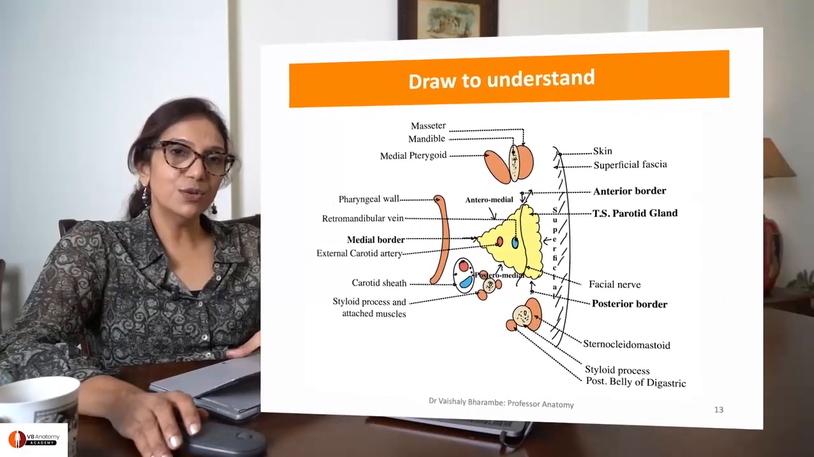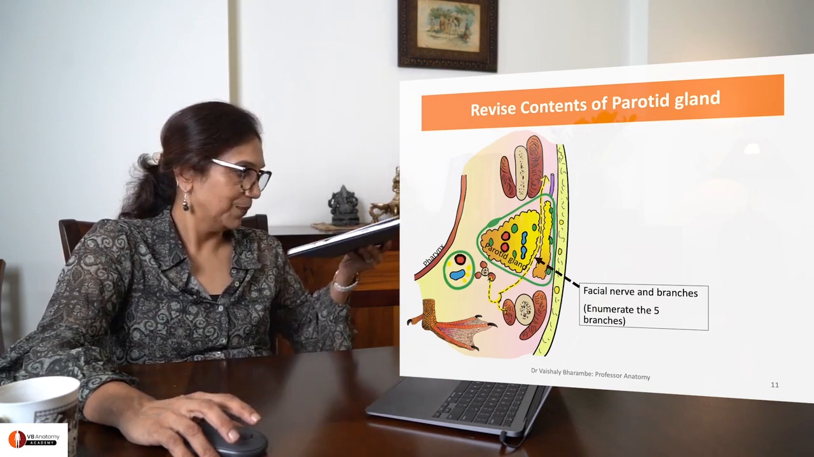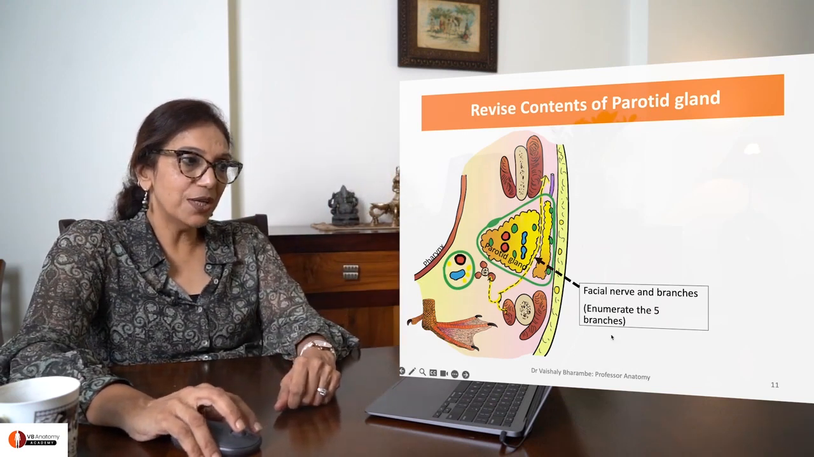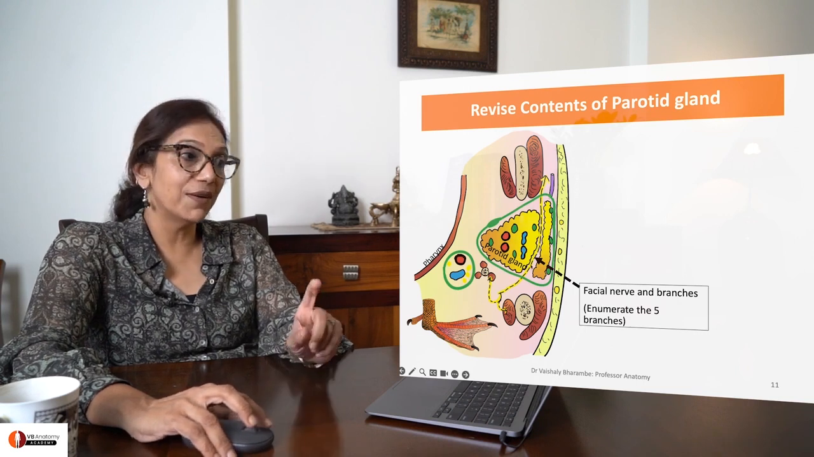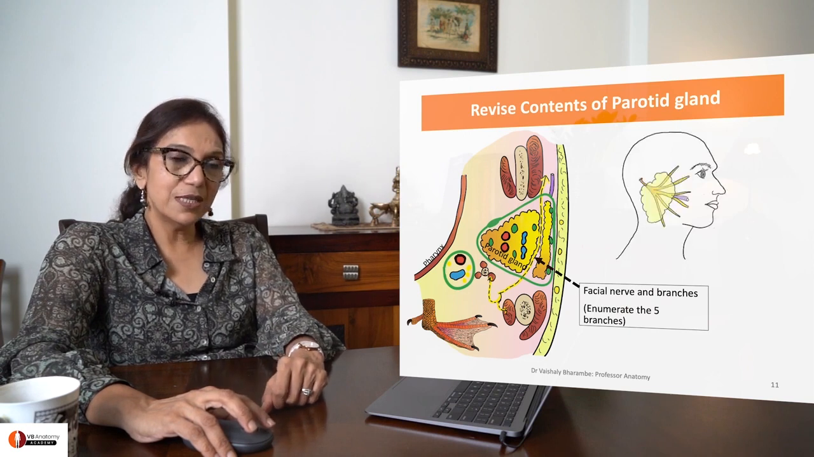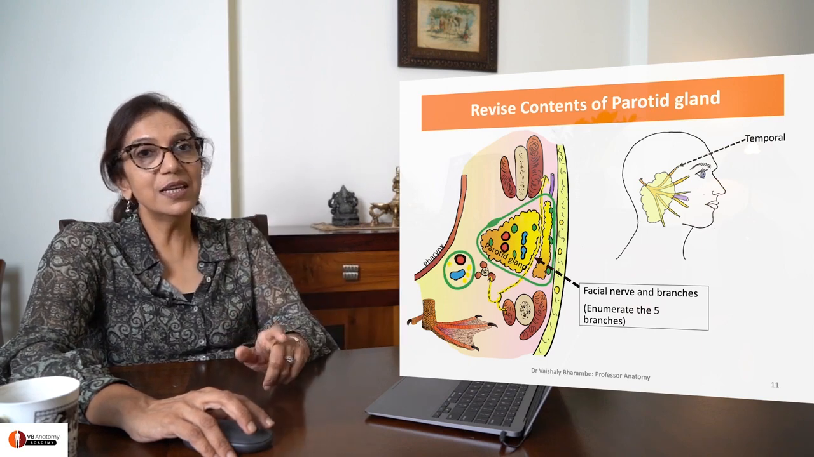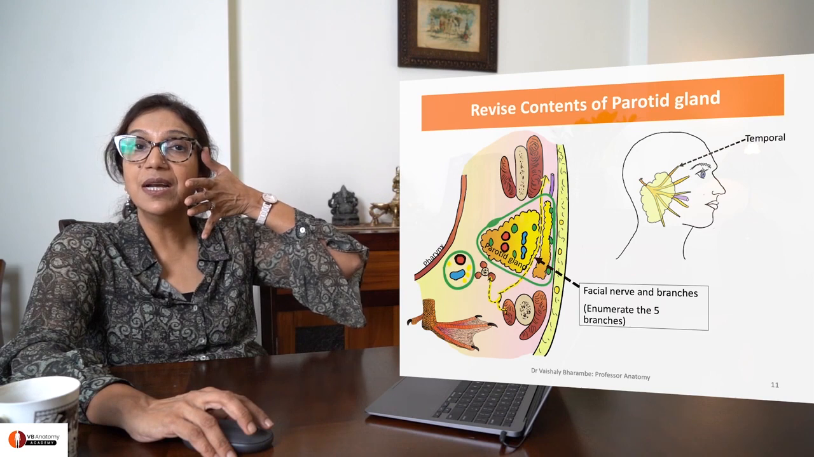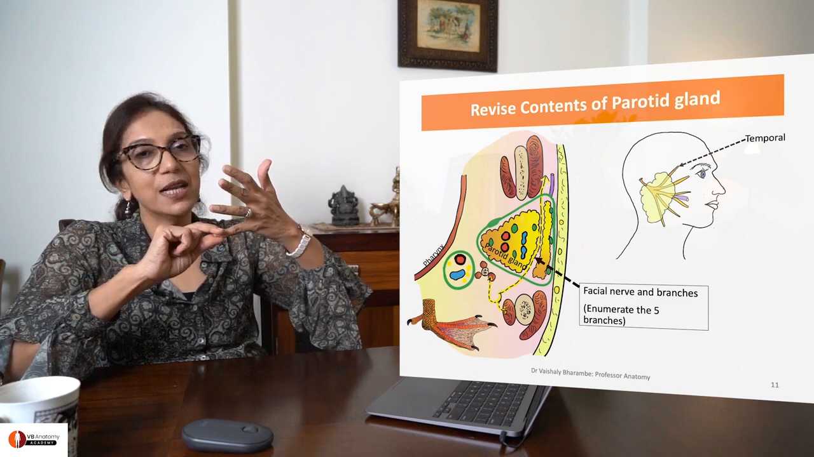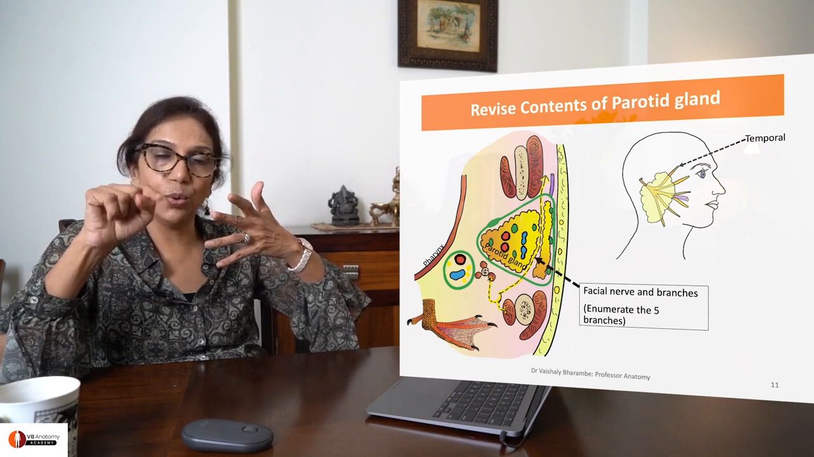Right. If you've understood the surfaces and borders, then dear students, let's revise the contents. So here in this diagram, you can see the facial nerve which is passing through the parotid gland, dividing the gland into a superficial part and a deep part. This facial nerve divides into 5 branches. What are the 5 branches? If you've done this earlier, you will be able to easily tell me the 5 branches are temporal, zygomatic, buccal, marginal mandibular and cervical branch of facial. If you recall, the buccal branch then divides into an upper buccal and a lower buccal.